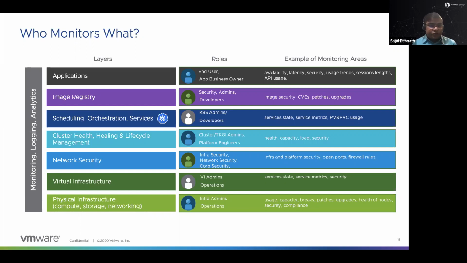Then you have virtual infrastructure, where you have VI admins or the operations team again, and they monitor the service state, the service metrics, security, all of that. On top of that, you have the networking layer, which is monitored by the networking team, and then you have the Kubernetes layer. So you have the cluster or TKGI admins or the platform engineers, and inside Kubernetes you have scheduling and orchestration services. You have specific Kubernetes admins who understand that layer better, so they want to monitor that part only, and they monitor the service state, service metrics, and then physical volumes and all of that.